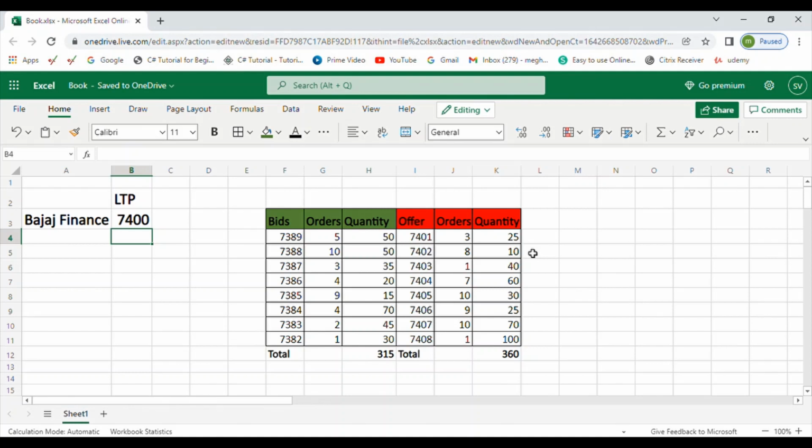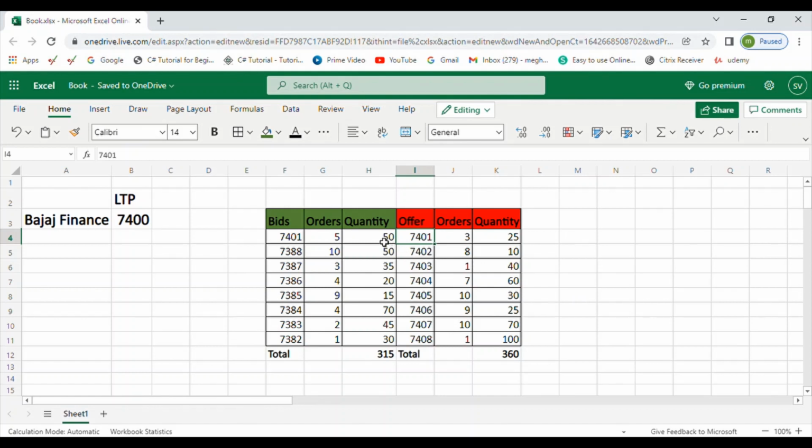So this keeps on continuing until the system finds a match between buyer and seller's price. Now, as a buyer, I'm more interested in buying Bajaj Finance share at any cost. Now what I'll do, I'll go to the trading terminal and change my limit price to 7,401. Now what happens? The trade will definitely execute because the bid price is matching with the offer price.